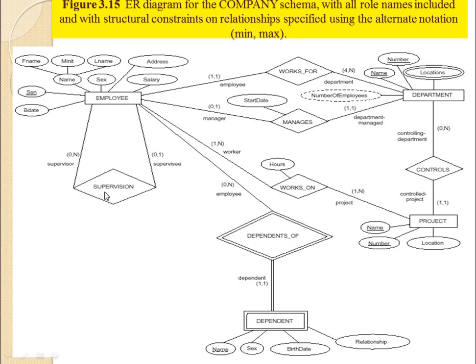These are the different types of relationship with the specification of their roles, with the specification of their cardinality constraint, with the specification of their participation constraint. So this is the concept of participation constraint inside the ER diagram. Okay, thank you.